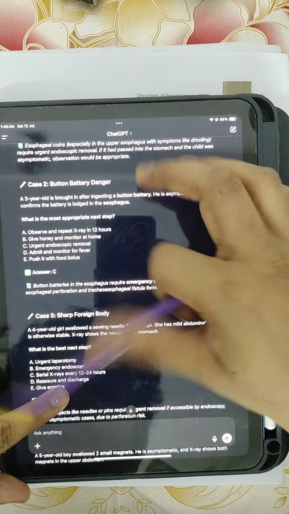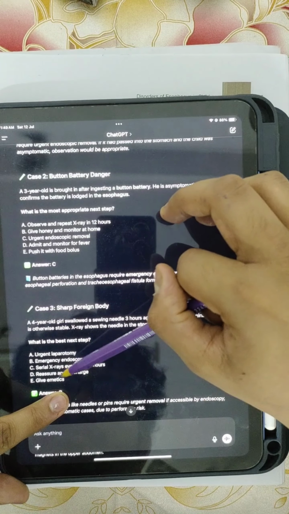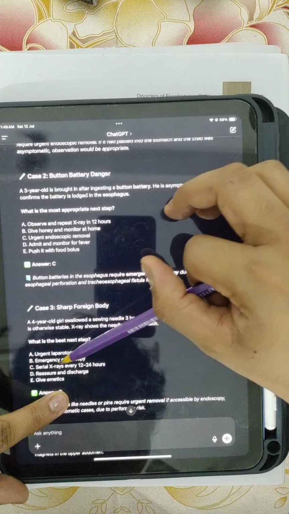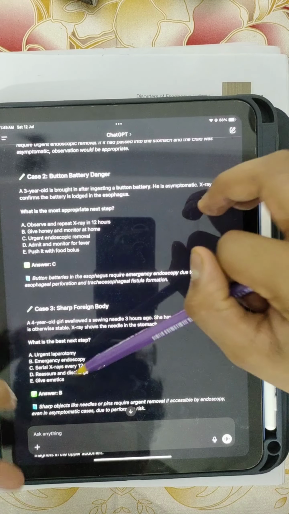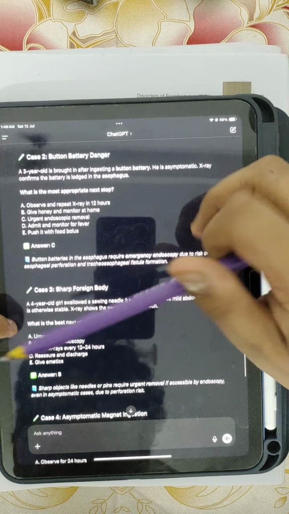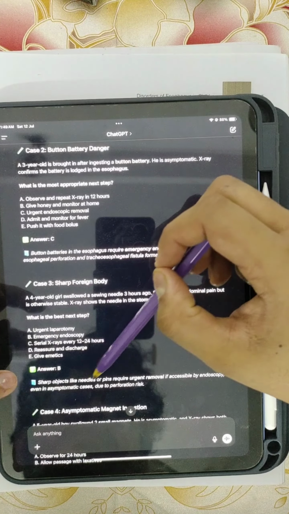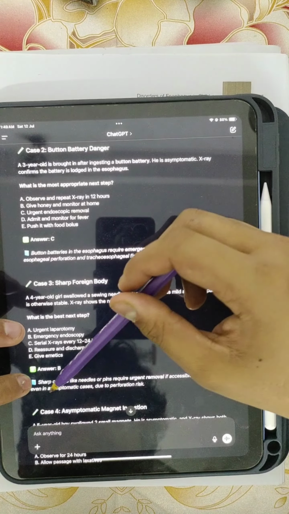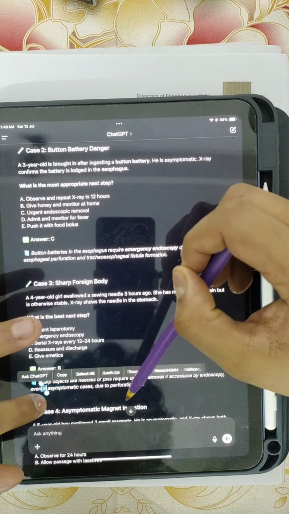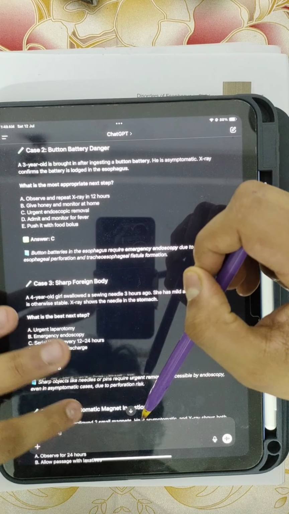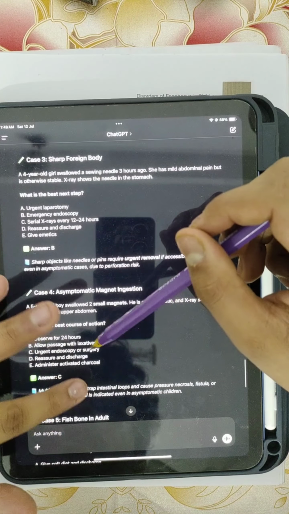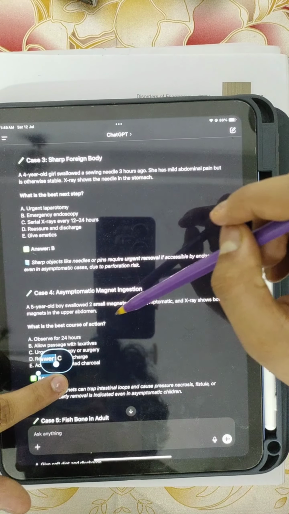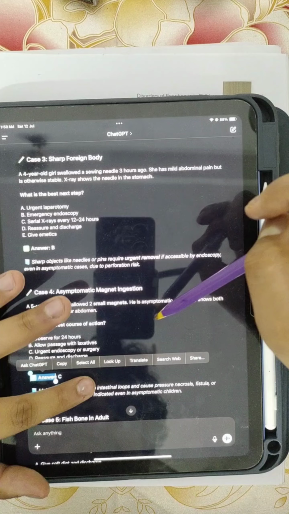So what is the option? Give hematics, no. Pressure, no. Emergency endoscopy, no. Laparotomy, okay. Sharp objects like needles and pins require urgent removal if accessible by endoscopy, even in asymptomatic cases, due to perforation risk.